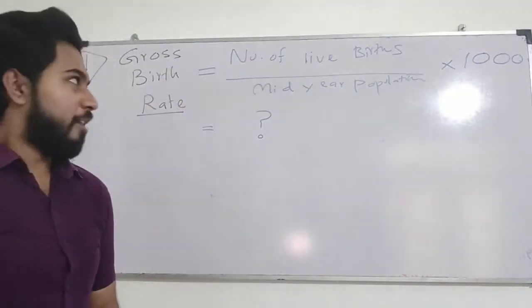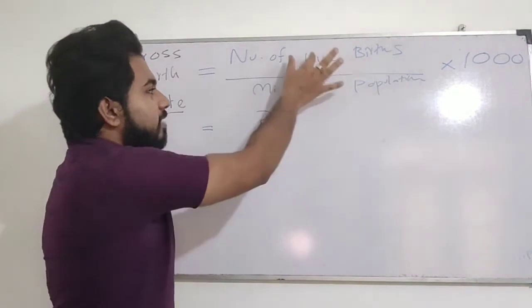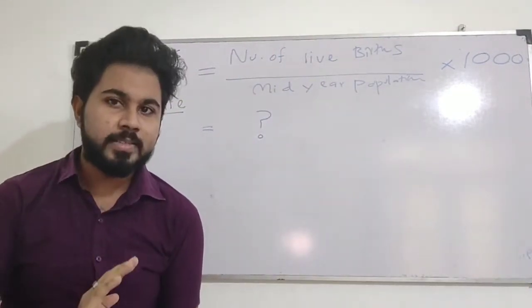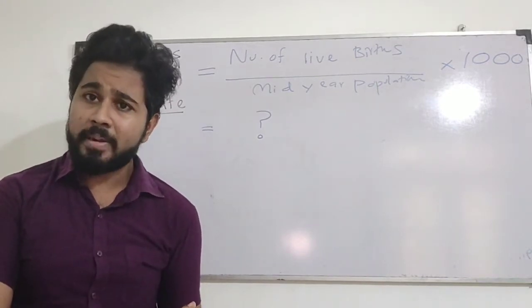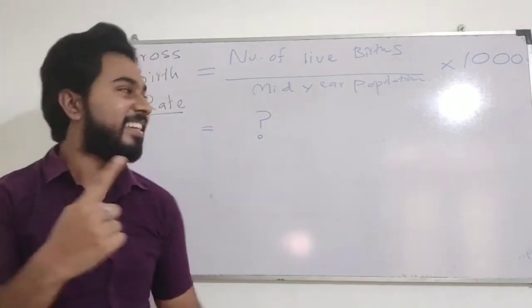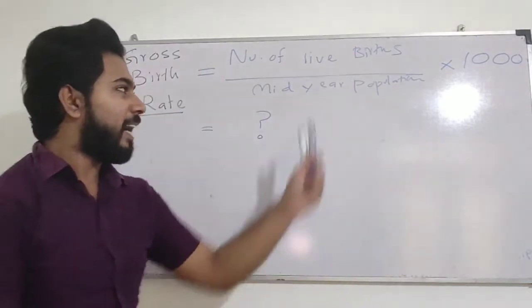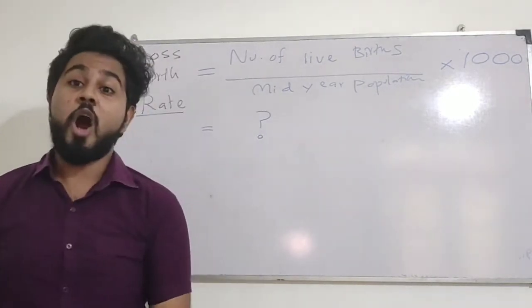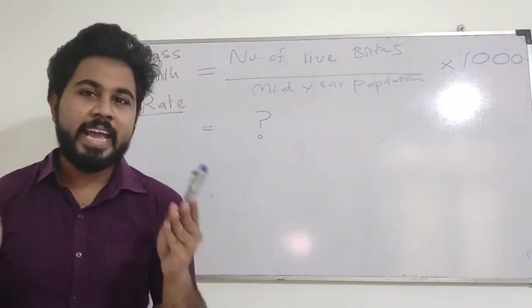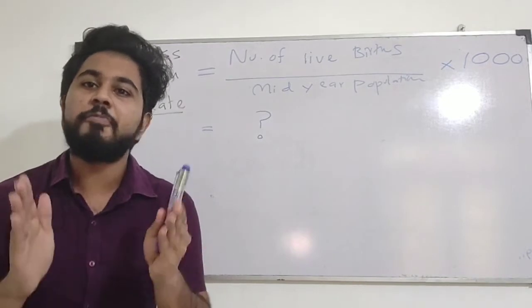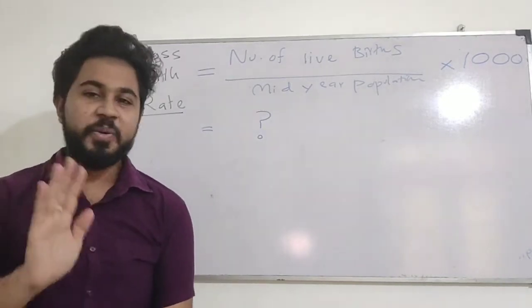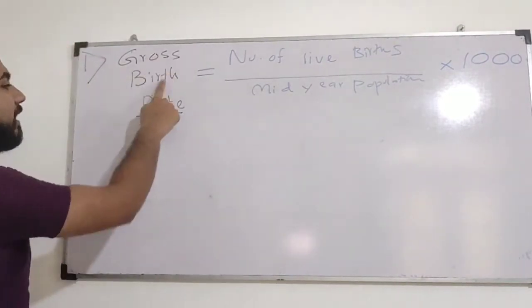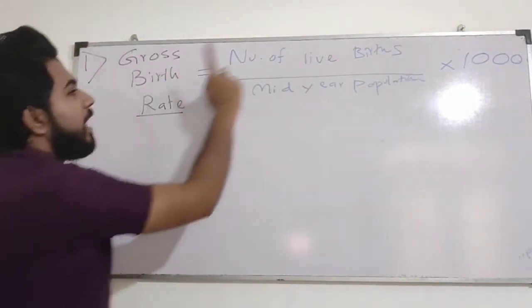So if we just divide number of live births by mid-year population, the meaning of the answer is how many live births have happened per one person in the population. But if we multiply this answer by 1,000, now the meaning of the answer is how many live births happen per every 1,000 set of people. Clear?